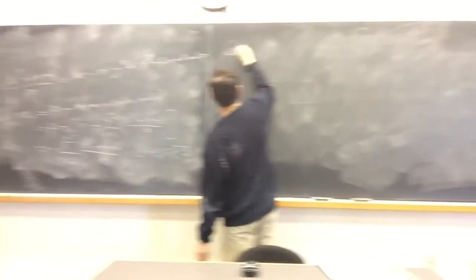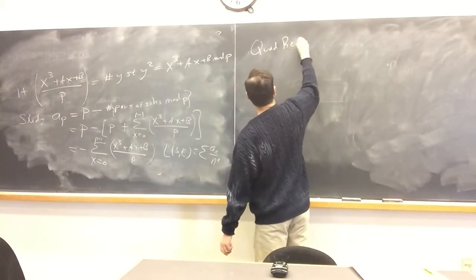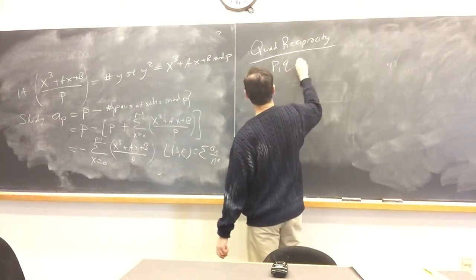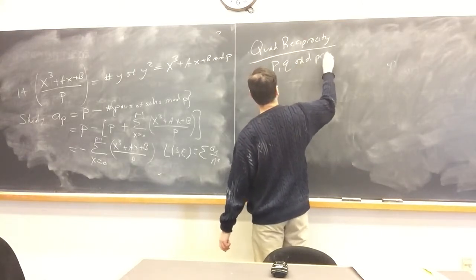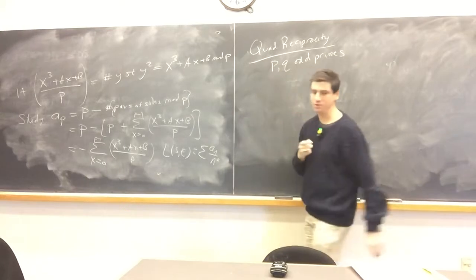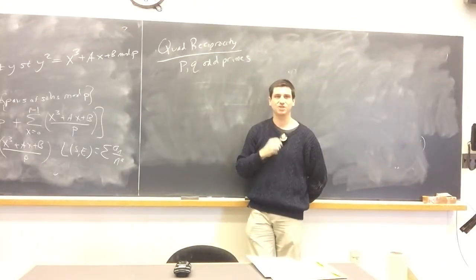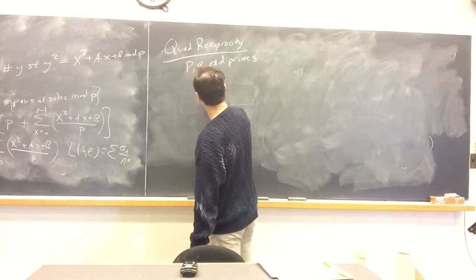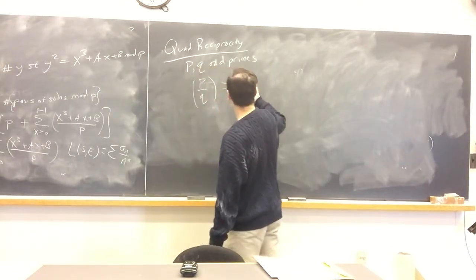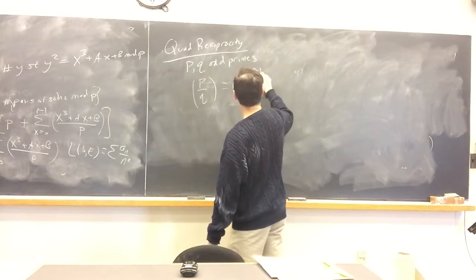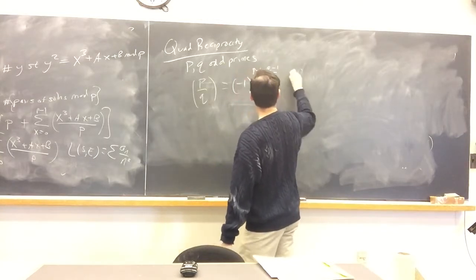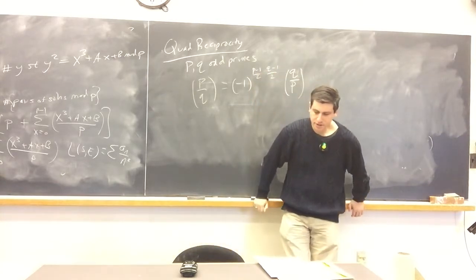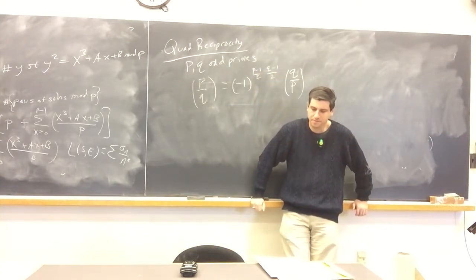So quadratic reciprocity, and I'm only going to do a special case. P, Q are odd primes. What's the advantage of P and Q being odd primes? It's not 2. So then you get: P is a square modulo Q is going to be -1 to the (P minus 1 over 2)(Q minus 1 over 2), times Q is a square modulo P. Right. So this is quadratic reciprocity.